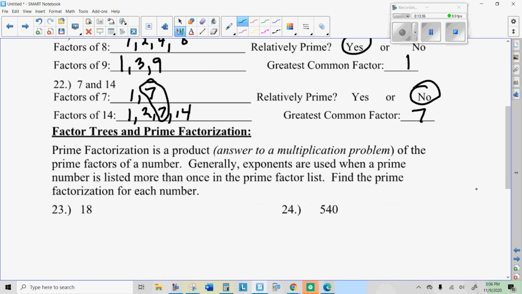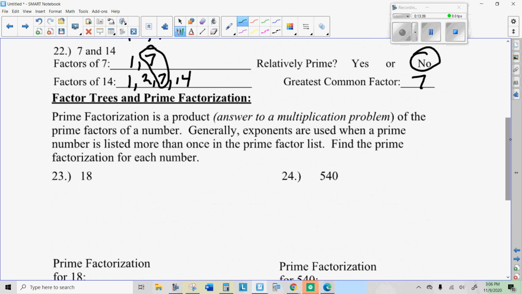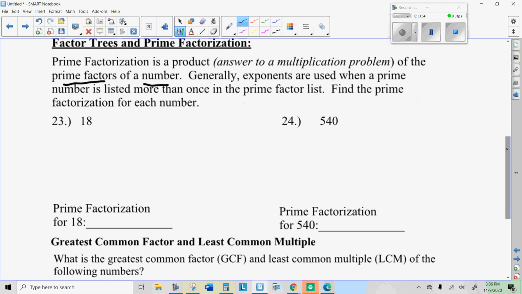Okay, so factor trees. Prime factorization is a product, which means the answer to a multiplication problem, of the prime number factors of a number. Generally, exponents are used when the prime number is listed more than once in the prime factor list. Find the prime factorization of each. Okay, I'm going to help you with this.